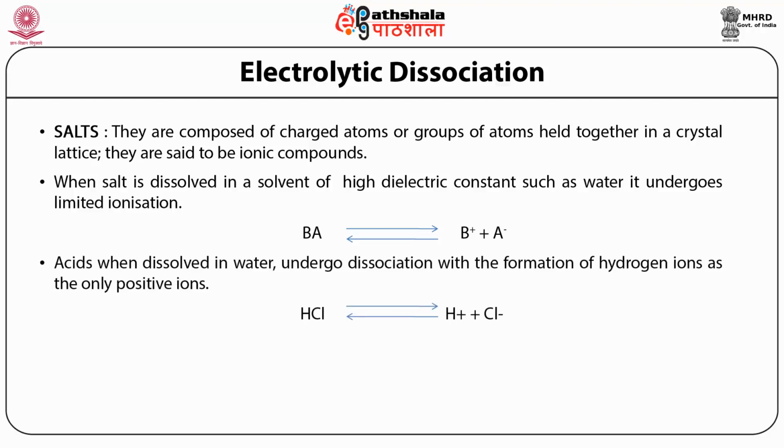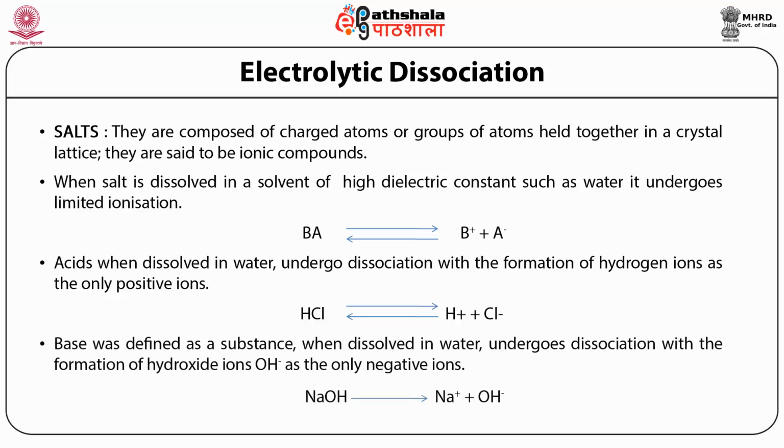Acids, when dissolved in water, undergo dissociation with the formation of hydrogen ions as the only positive ions. Whereas bases are defined as substances which, when dissolved in water, undergo dissociation with the formation of hydroxide ions, OH minus, as the only negative ions. As shown in the following equation, NaOH gives Na plus and OH minus.